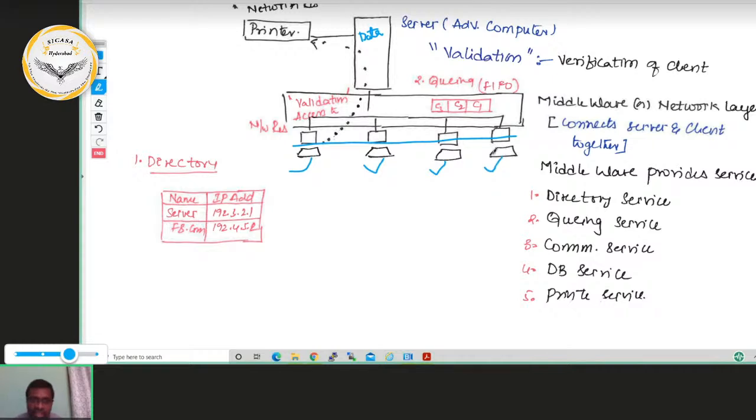Instead of that, if I maintain the data only on the server and want to take a backup, I go to the server, connect a pen drive and copy the data from only one computer. So that is called maintenance of data. If you are using a client server network, the maintenance of data becomes very, very easy. So that is data integrity.